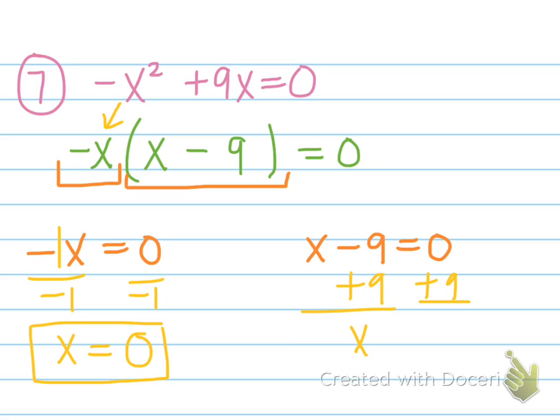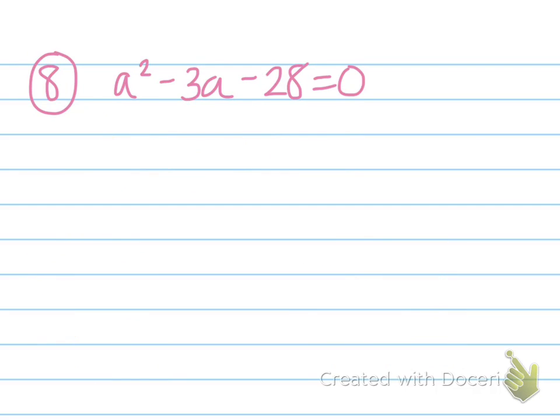So that'll give me x equals 9 for my other solution. If I substitute 9 into the second factor, 9 minus 9 is 0, and 0 times anything gives me 0. So I have my two solutions for number 7. In number 8, this is a quadratic trinomial, and in order to factor a quadratic trinomial, I use grouping.